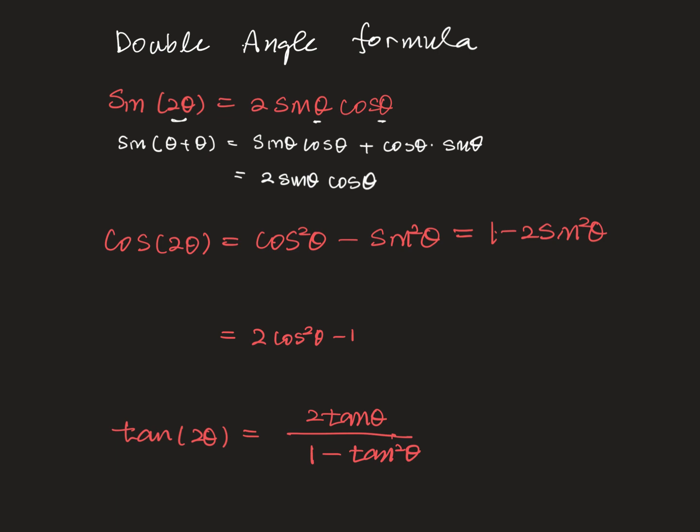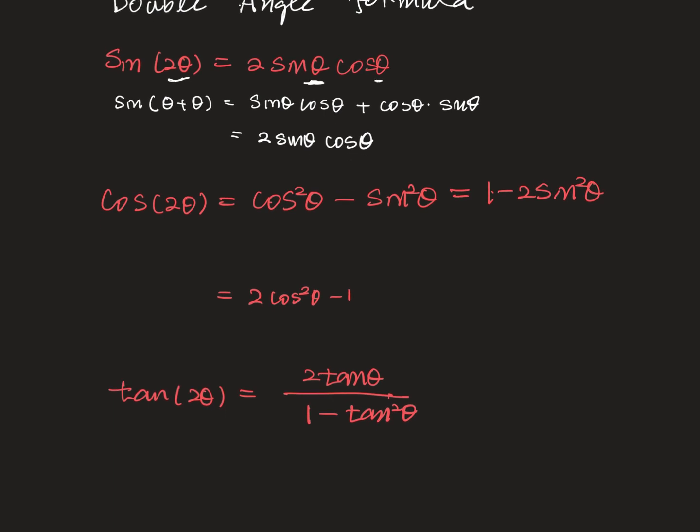So we are looking for a double angle. We can use angle theta and theta to find the trigonometry of a double angle. Same thing here: cosine 2 theta is cosine of theta plus theta. This is cosine theta times cosine theta minus sine theta times sine theta. That's cosine square theta minus sine square theta.